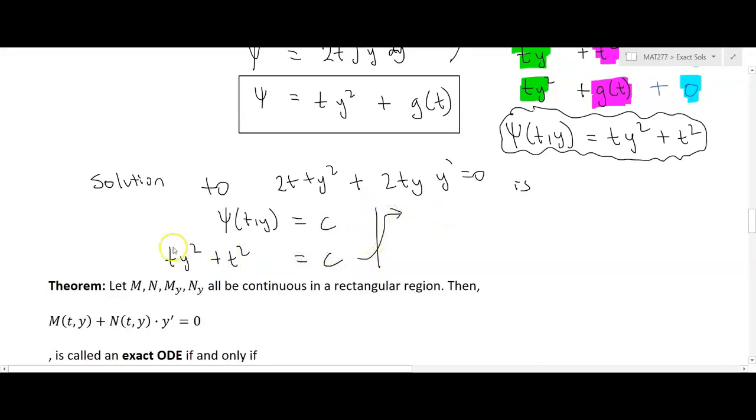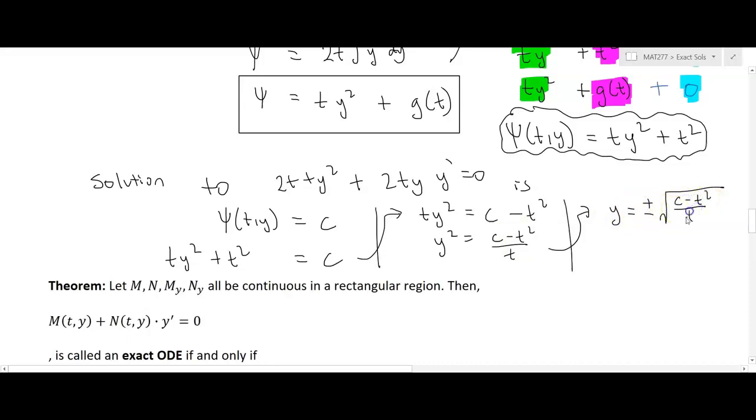And finally, I can solve this for y. I can see that if I subtract t squared, I'll have ty squared equals c minus t squared. Divide both sides by t. We get c minus t squared over t. And finally, take the square root of both sides, so we have y equals plus or minus square root of c minus t squared over t.